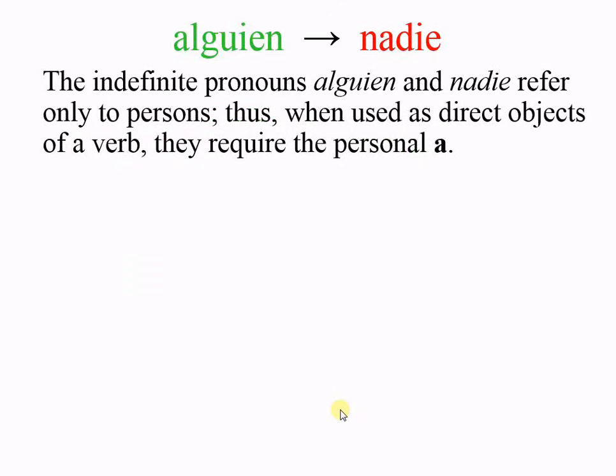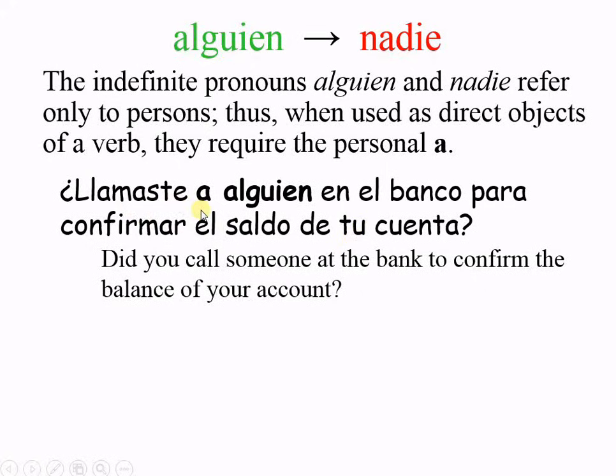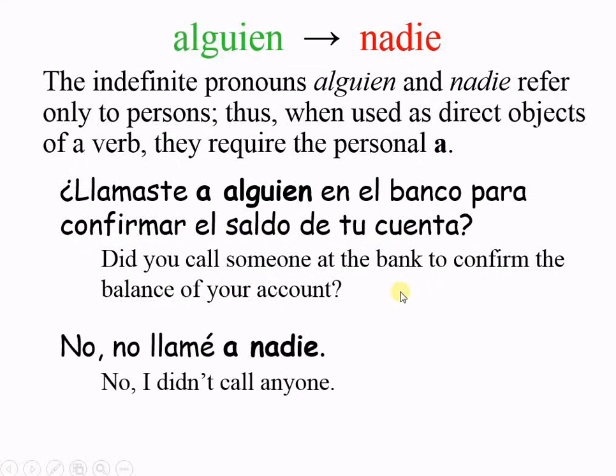The indefinite pronouns alguien and nadie refer only to persons, so you be careful. Since they are used only for persons, when used as direct objects of a verb, they require the personal a. For example, ¿llamaste a alguien en el banco para confirmar el saldo de tu cuenta? No, no llamé a nadie.